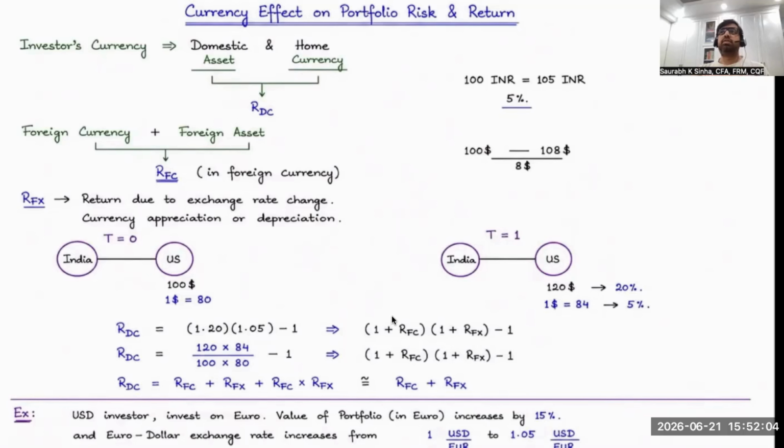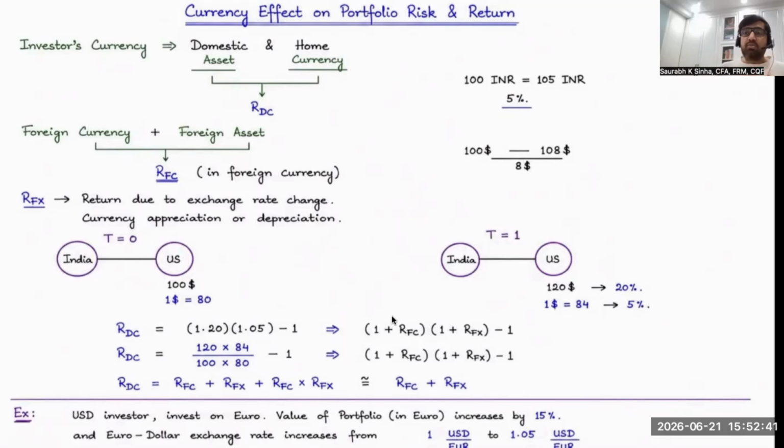We are not going to discuss that. The return formula is the weighted average of the different investments in a portfolio, and the risk formula is the square root of WA square sigma A square plus WB square sigma B square plus 2 into the correlation between A and B, WA sigma A WB sigma B. We all know these risk and return formulas. But when you invest in a foreign asset, there are certain nuances in the calculation of return and risk that you should understand.